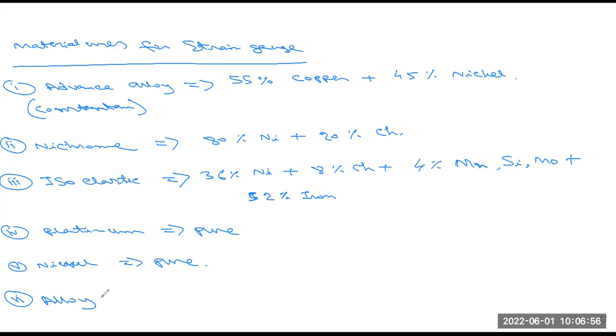Another one is alloy. One alloy used is alloy 479. This is the material name, alloy 479. Here it is 92% platinum and 8% W. What is W? W is wolframite, wolframite is another material. So these are basically the different materials we have to use for the strain gauge system. Is it clear, all of you?